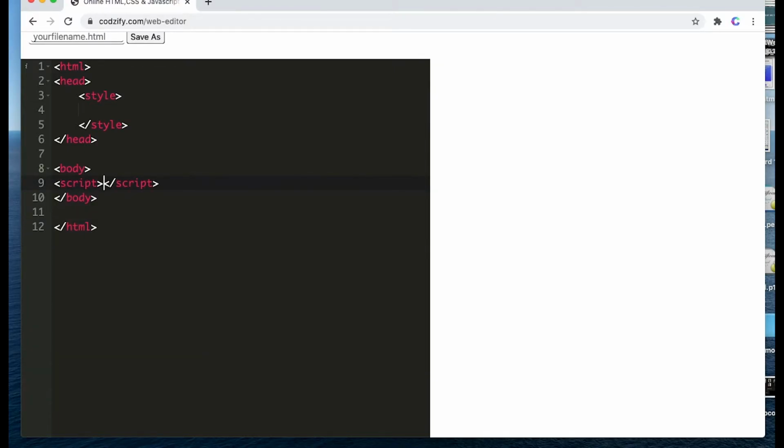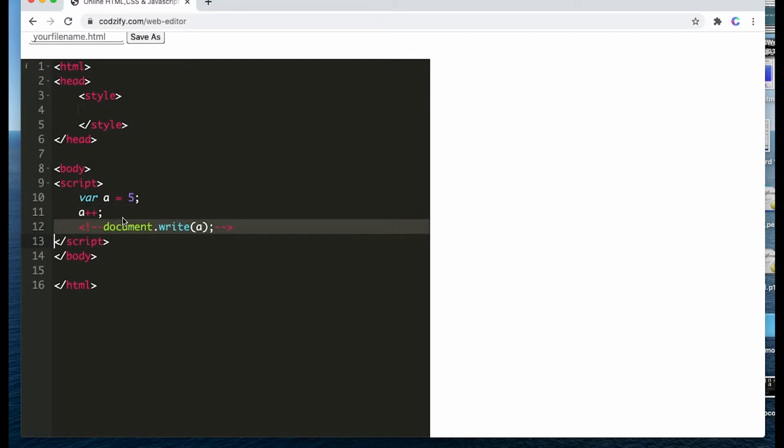If I create a script here, JavaScript, and write a variable a is equal to 5 here. Okay, now to print the value of a, we will use document.write a here, and if I write a plus plus here, so what basically does this line say? If I use a comment here, the value of a is 5, and here we are incrementing the value of a using the postfix operator, because plus plus is written after a.